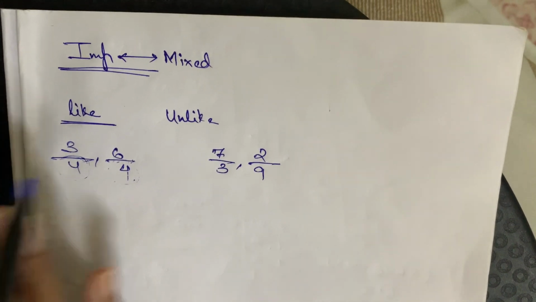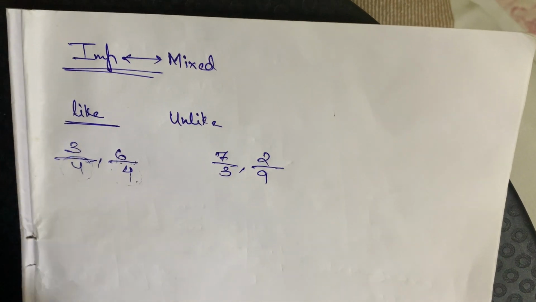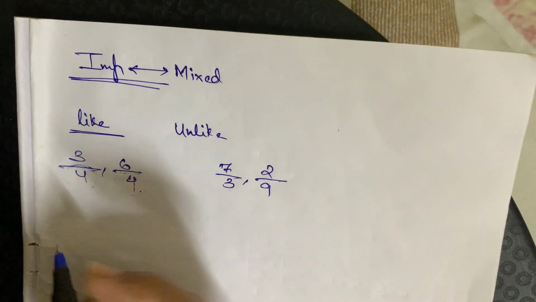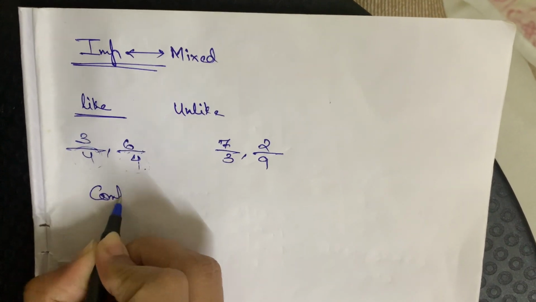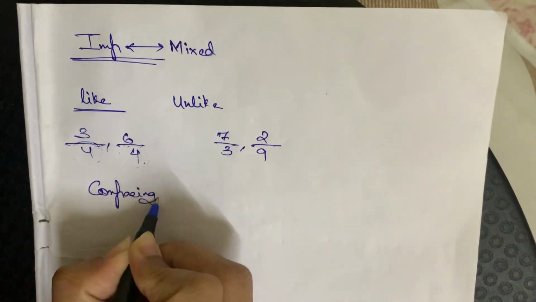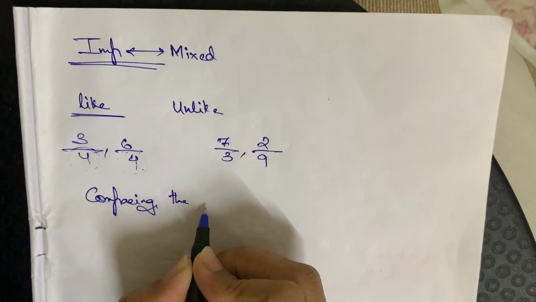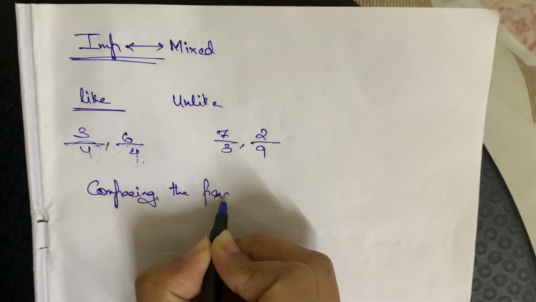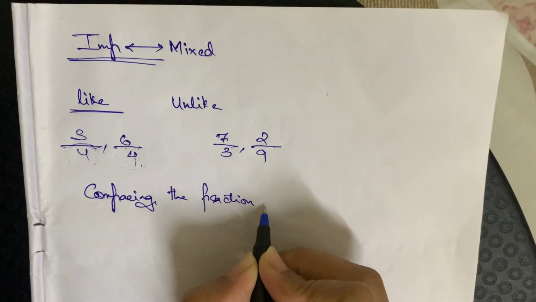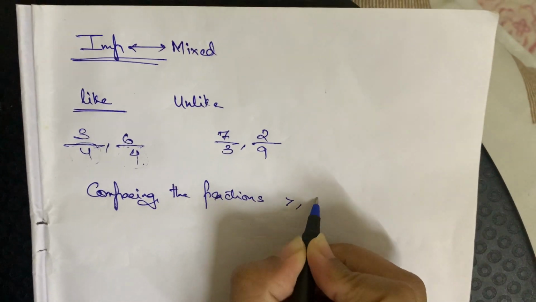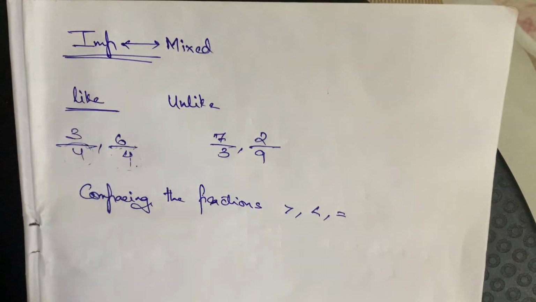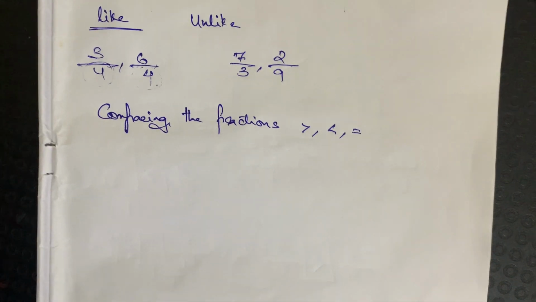Now the usage of like fractions is when you are comparing the fractions. So how do you compare the fractions? You do it wherein you put the greater than, less than or equal to signs in here. So how do we actually compare the fractions?